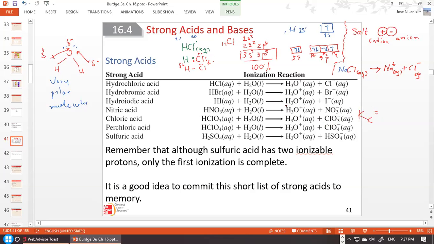So we have a list of important strong acids and strong bases. Strong bases also ionize completely. So from now on, when we talk about strong acids or strong bases, you don't need to look for the equilibrium constant because the equilibrium is totally shifted to the right. It goes to completion. And once you dissolve those in water, you won't find this species anymore.